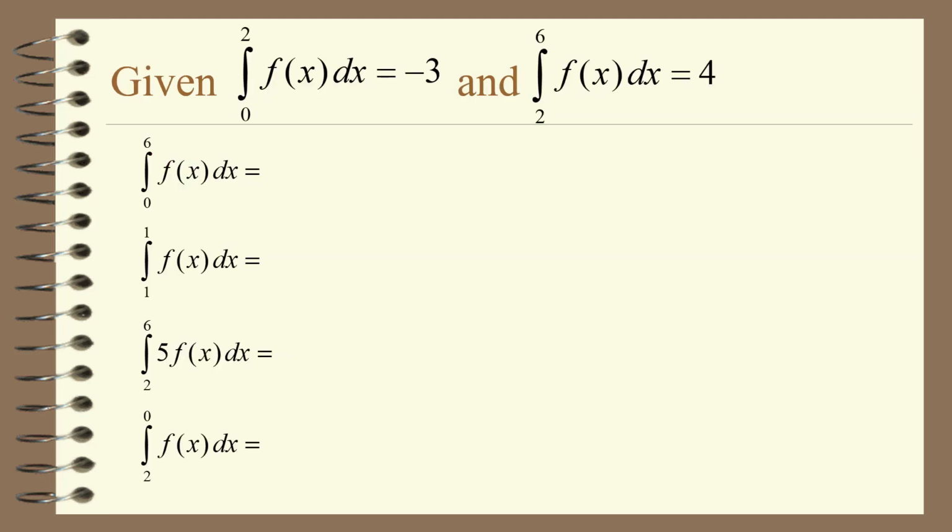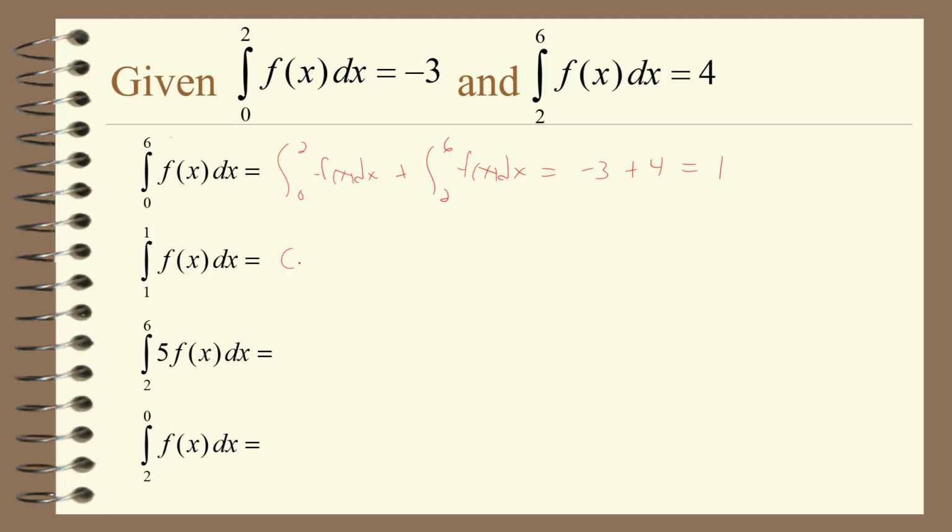So without thinking about pictures, let's just try to find these answers. I want to know what's the definite integral from 0 to 6 of f of x dx, using that I know the definite integral from 0 to 2 is -3, and the definite integral from 2 to 6 of this function is 4. So to do so, notice you can write this as from 0 to 2 of f of x dx plus from 2 to 6 of f of x dx, and that's using the additivity property. So this is then -3 plus 4, and that would be 1.